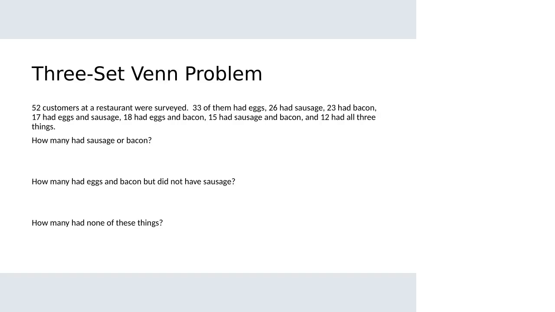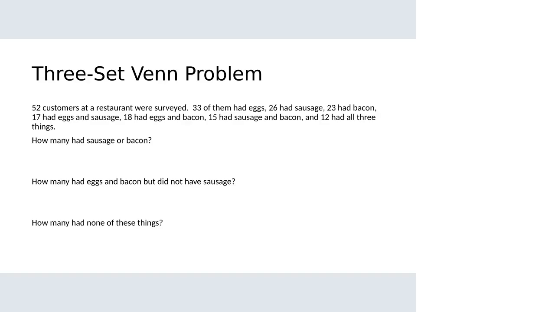52 customers at a restaurant were surveyed. 33 of them had eggs, 26 had sausage, 23 had bacon. 17 had eggs and sausage, 18 had eggs and bacon, 15 had sausage and bacon, and 12 had all 3 things. We're not going to worry about answering those questions just yet. The first thing we're going to do is draw our diagram.